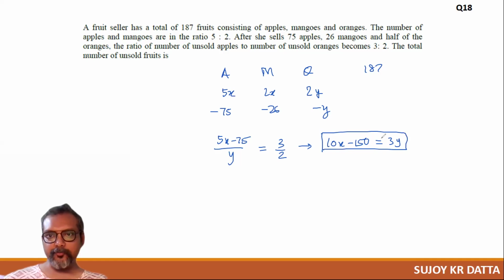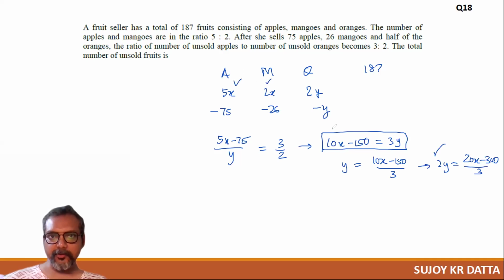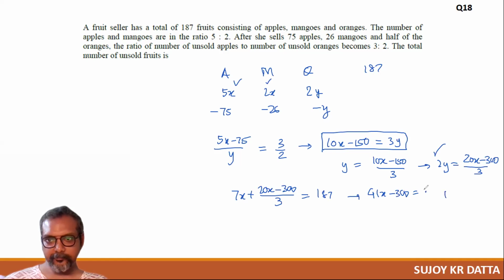So the total number of unsold fruits. So y here is (10x minus 150) by 3. So 2y would be (20x minus 300) by 3. We have got 2y and we have got these two also. So substituting, 7x plus (20x minus 300) by 3 is 187. So we'll get 41x minus 300 equal to, so 41x will be 961.